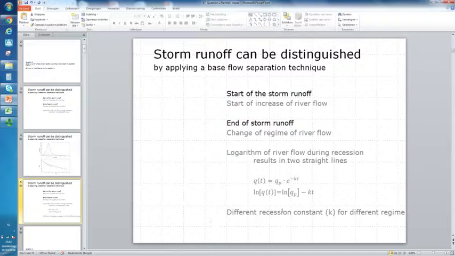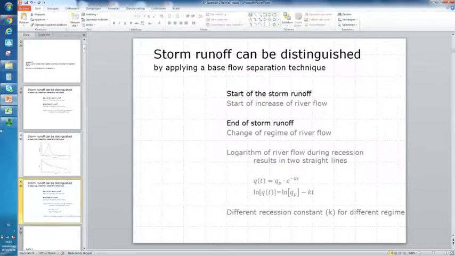You see from these two equations that we have an exponential recession. The k value will be different for different regimes, and that's why if we put this on a logarithmic scale, we will get straight lines, and the k value will be the direction that we get.